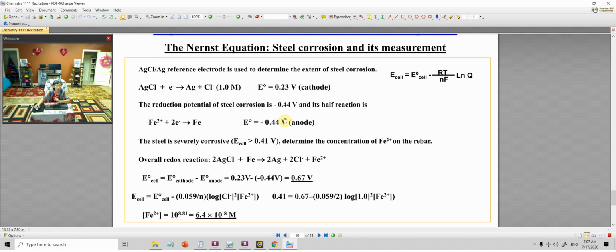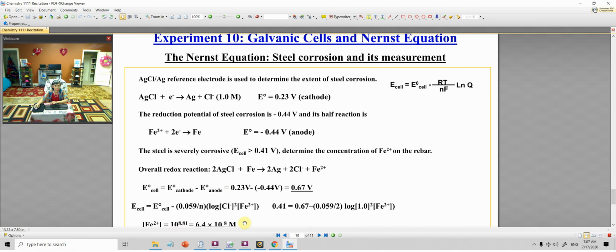Therefore, you can calculate the standard cell potential, delta E cell standard, which equals cathode minus anode. In our case, 0.23 minus negative 0.44. So you calculate the standard cell potential, and then you simply replace your numbers into this Nernst equation. If you already know the chloride concentration and want to calculate the Fe2+ concentration, use the Nernst equation to do the calculation. So that's what I showed you in my results.